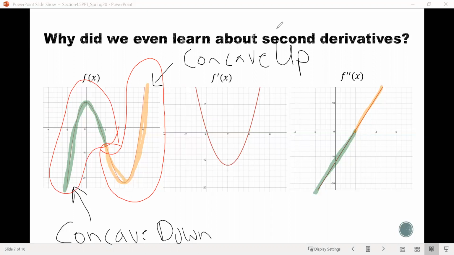And again, notice how those relate to the intervals over which the second derivative here is positive and negative. Now, one more thing about this.